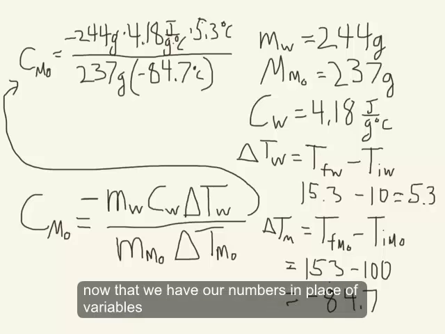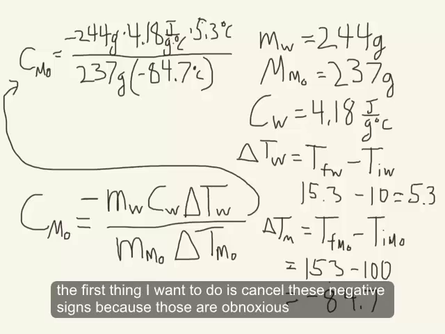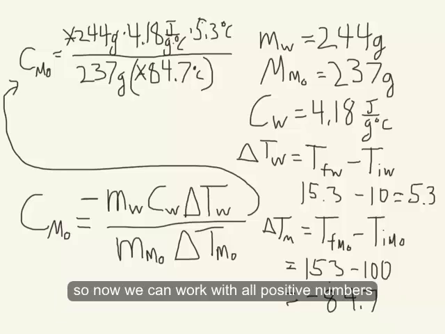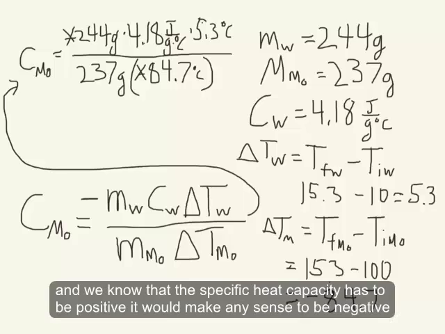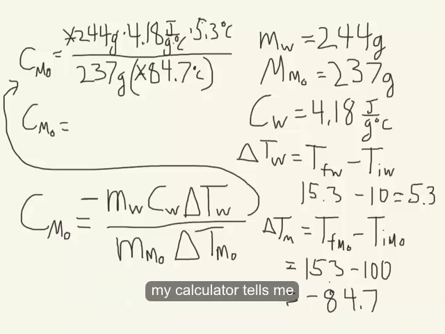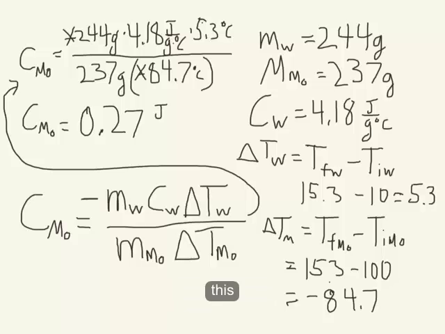Now that we have our numbers in place of the variables, the first thing I want to do is cancel these negative signs because those are obnoxious. So now we can just work with all positive numbers. And we know that the specific heat capacity has to be positive. It wouldn't make any sense to be negative. My calculator tells me the answer is this.